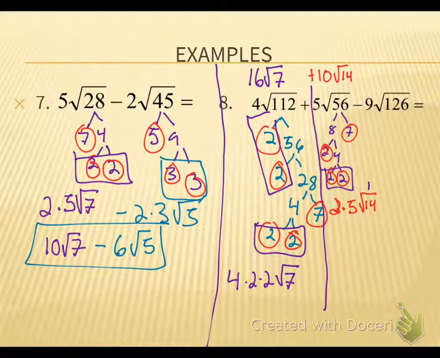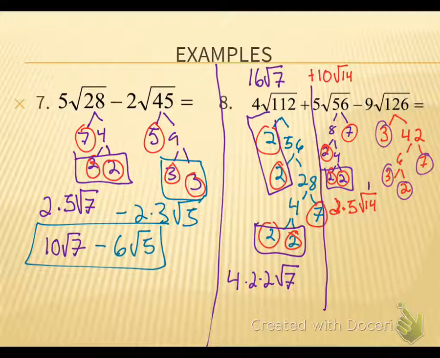Okay, and then over here, we have 126. What goes into 126? 3. Okay, how many times does 3 go in? 42. Okay, what goes into 42? 6 and 7. Thank you. 6 goes to 3 and 2. Okay, I'm going to circle my leaves. So that's a 3, a 3, a 2, and a 7.